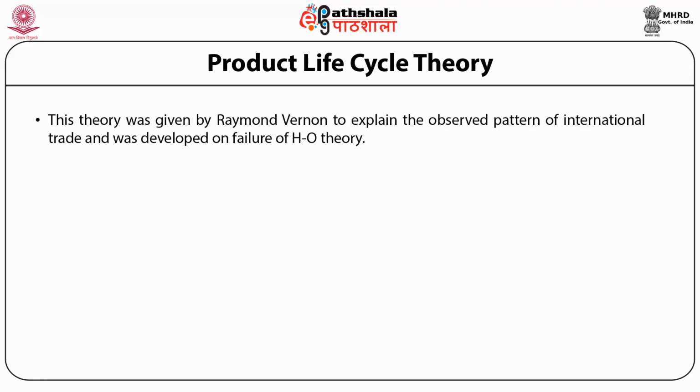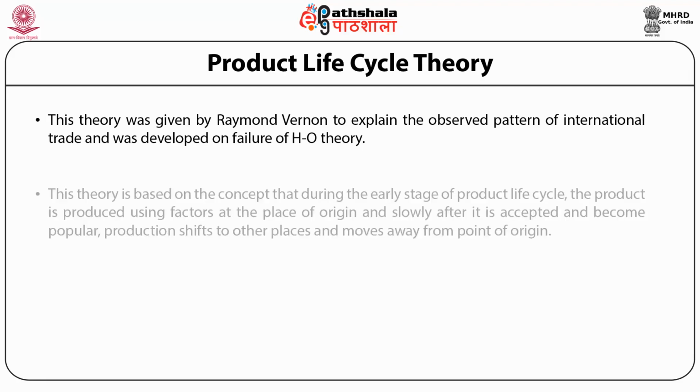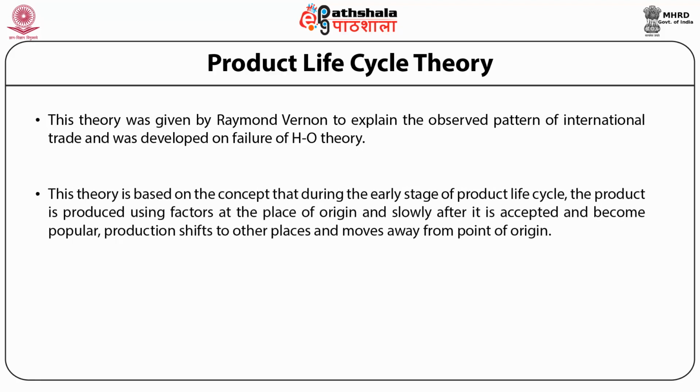This theory was given by Raymond Vernon to explain the observed pattern of international trade and was developed after the failure of the HO theory. This theory is based on the concept that during the early stage of the product life cycle, the product is produced using factors at the place of origin, and slowly after it is accepted, it becomes popular. Production shifts from the place of origin to other places. For example, computers were earlier produced in the US.